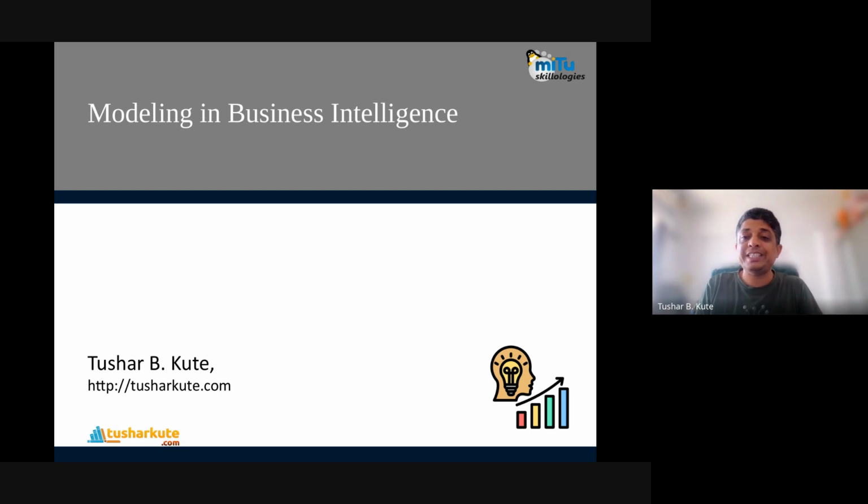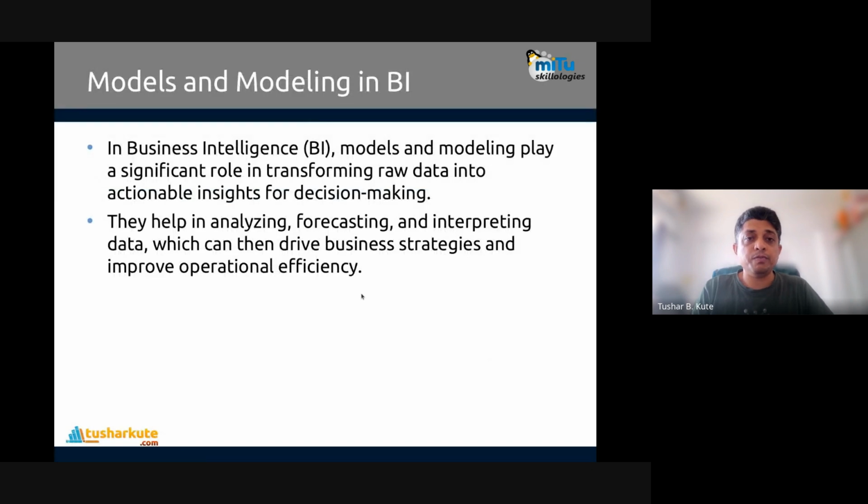So what is the exact meaning of modeling? What do you mean by model? What is modeling? What are the different types of it? What kind of methods, techniques, and tools are used to build the models, that we will see in this particular topic. So, modeling in business intelligence.